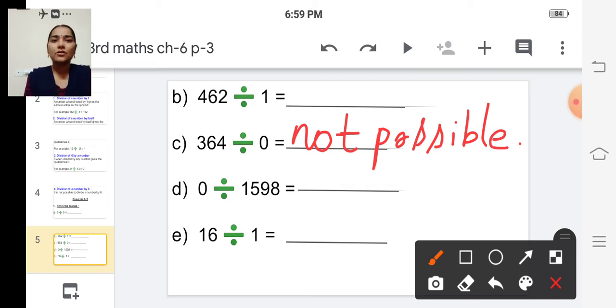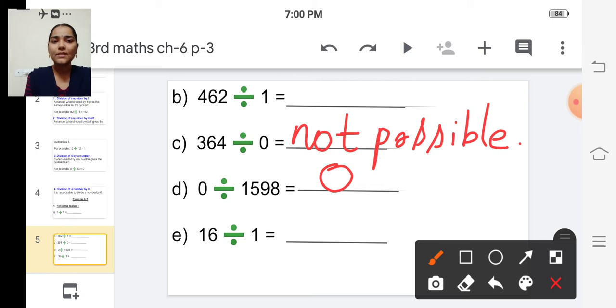Okay? Not possible. Fourth one, 0 divided by 1598. The third property. If we divide 0 by any number, then we get the quotient as 0, isn't it? So, the answer is 0.